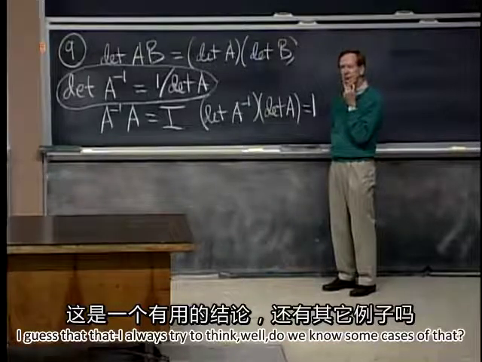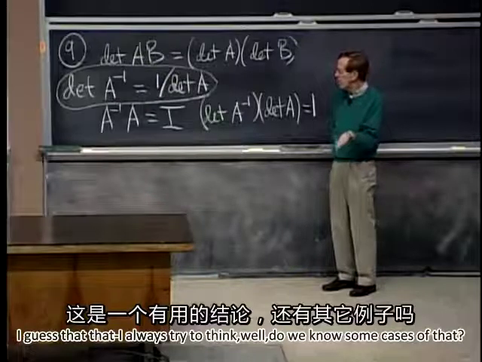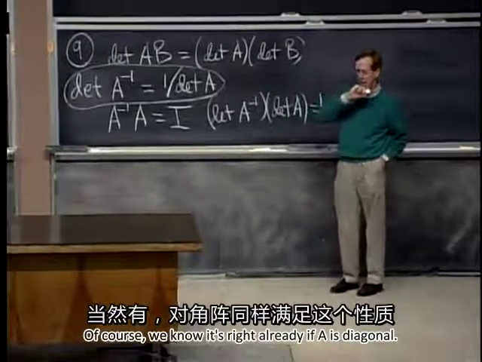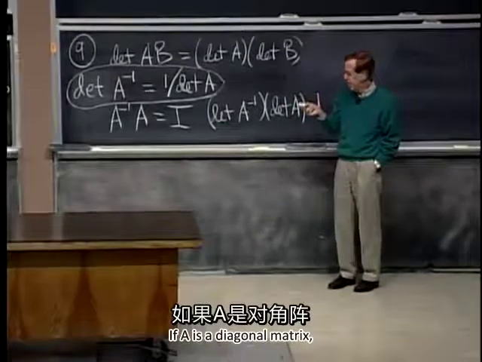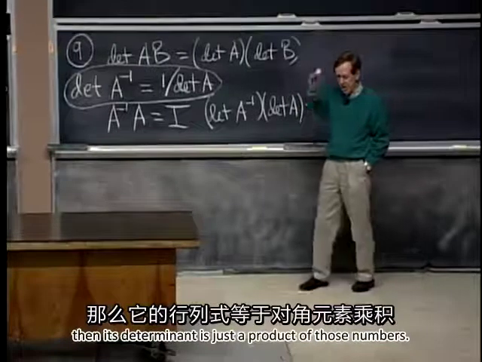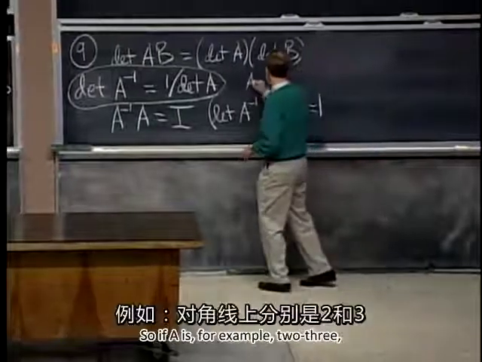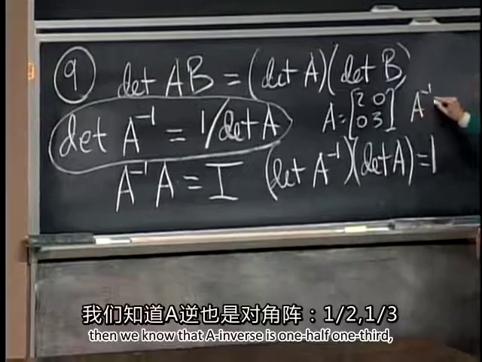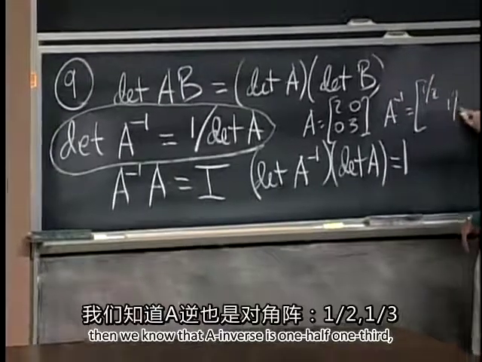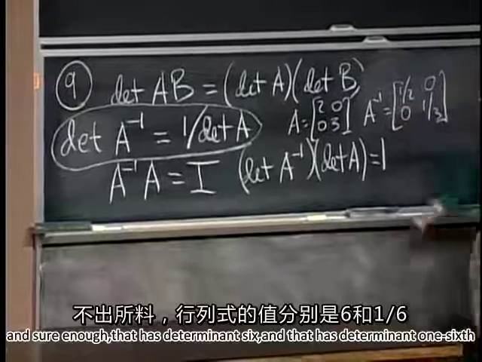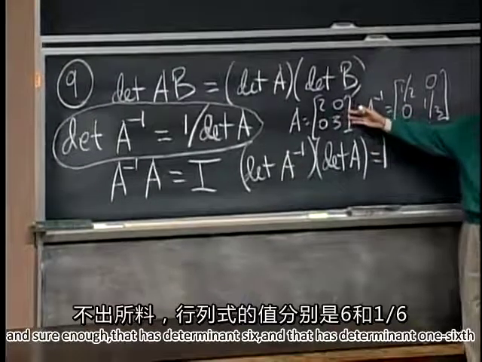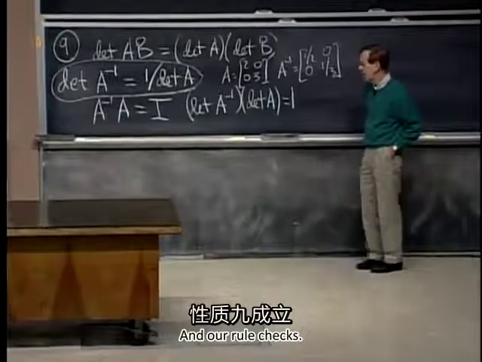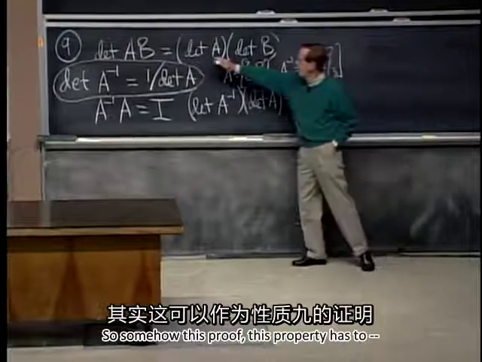I guess I always try to think, well, do we know some cases of that? Of course we know it's right already if A is diagonal. If A is a diagonal matrix, then its determinant is just the product of those numbers. So if A is, for example, 2, 3, then we know that A inverse is 1/2, 1/3. And sure enough, that has determinant 6, and that has determinant 1/6. And our rule checks.